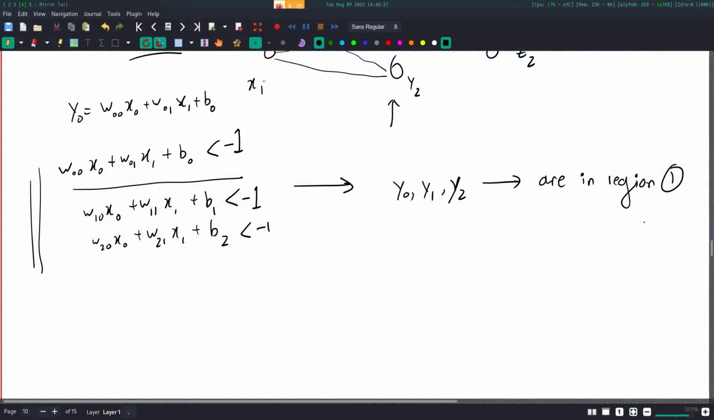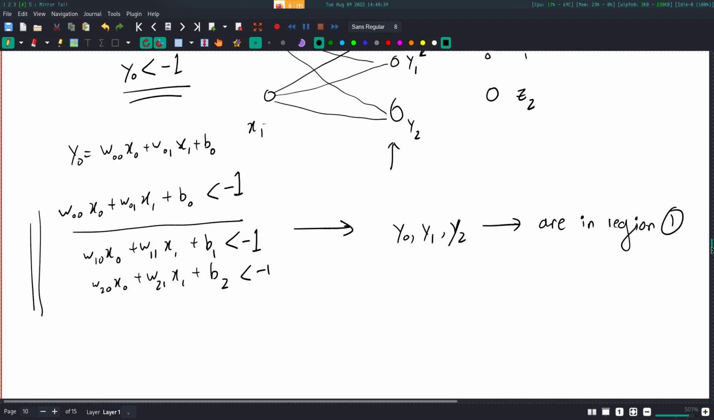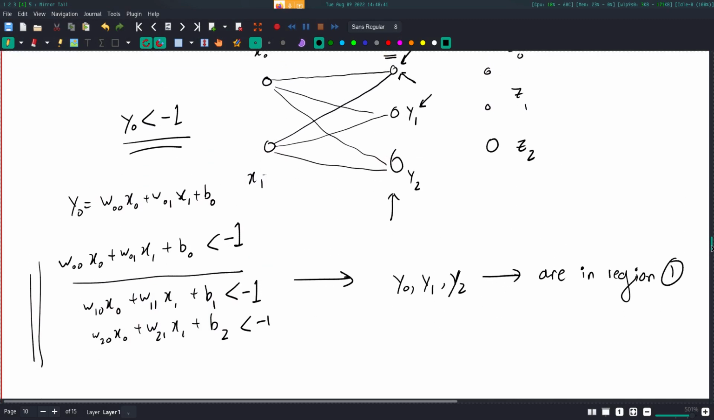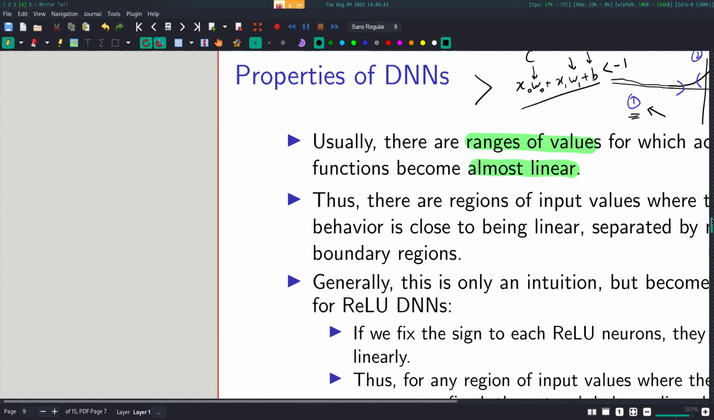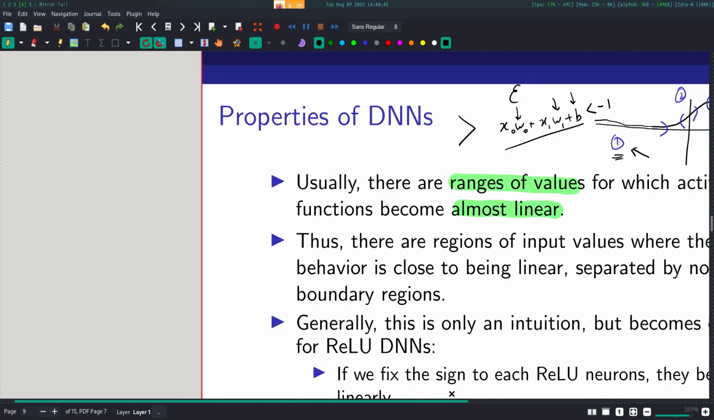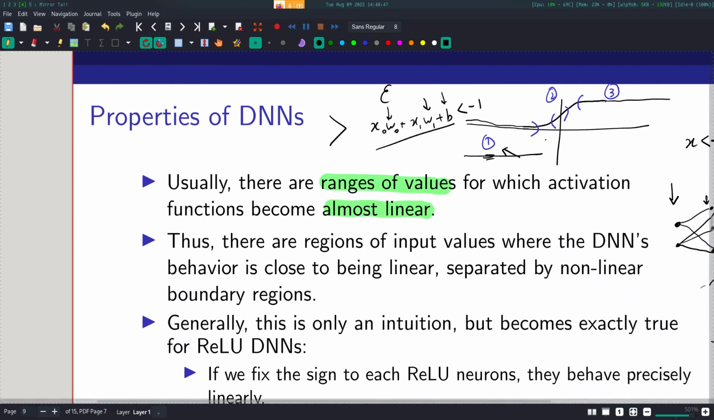Right, sure. Remember, what we're trying to prove here is that for this region 1 that we had, which is given by the input to your activation function being less than -1, there is a region of inputs to your neural network where all of the activation functions are going to satisfy this.